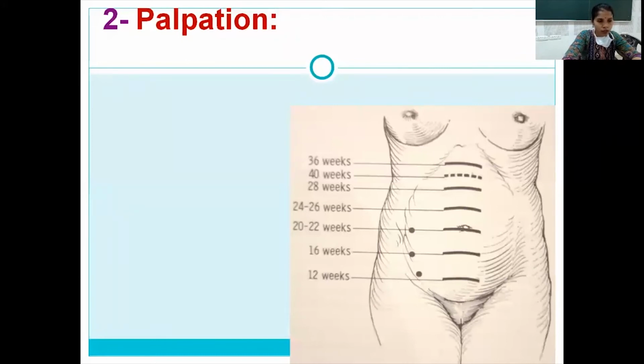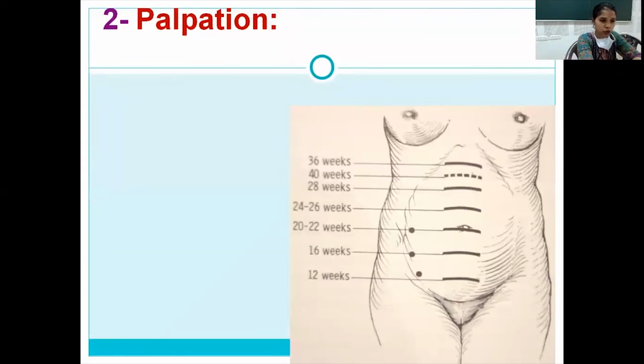If the uterus is at the symphysis pubis, that is 12 weeks. So until the first trimester, we can't see abdominal enlargement. We just feel the uterus. That is called just palpable until 12 weeks. From 12 weeks, we have to divide the abdomen up to the umbilicus.